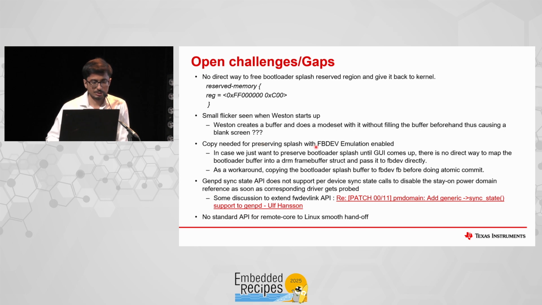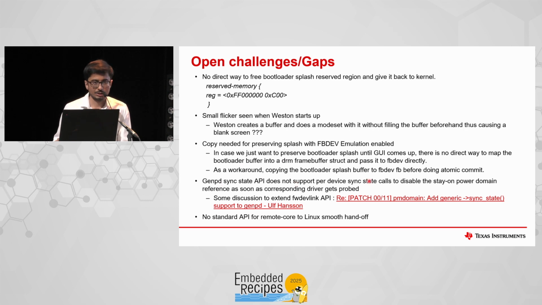The third problem is the copy that needs to be done with the FBDEV emulation, because there is no direct way we can map the bootloader buffer with the DRM structure which this FBDEV emulation uses. So we have to do a copy at the start of the FBDEV emulation probe. It's kind of wacky and doesn't look good, so we need to find a generic solution for this.